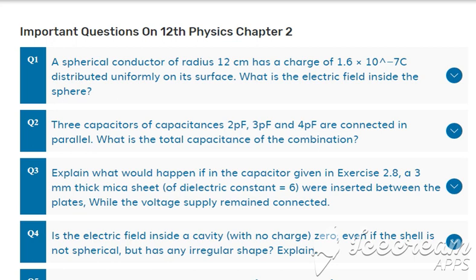Today we are going to discuss a few important questions on the second chapter. These questions are from NCERT, and as we have finished the second chapter, the questions are to be done.